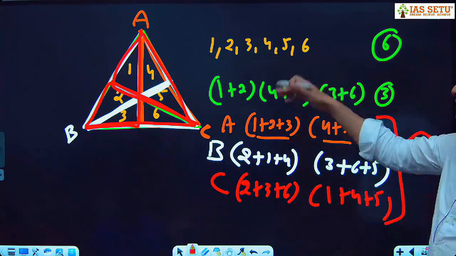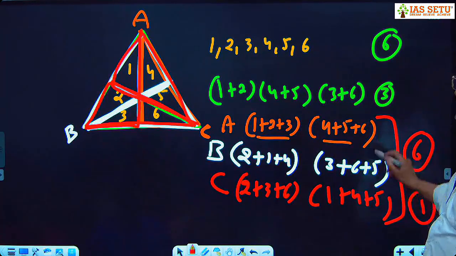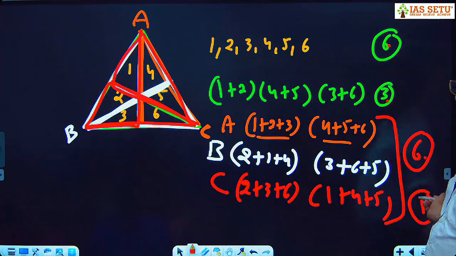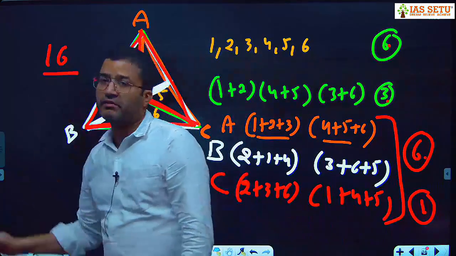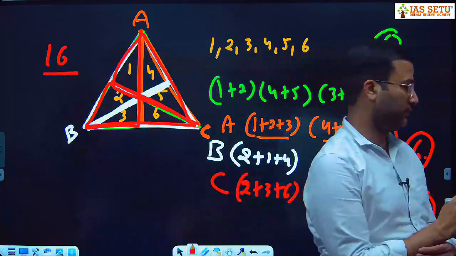Don't forget the largest triangle. There is one more largest triangle. 6 plus 3, 9 plus 6, 15 plus 1, 16. So in this given figure, we have a total of 16 triangles.